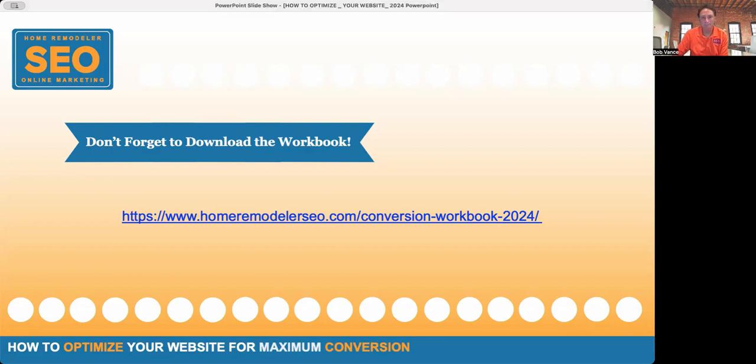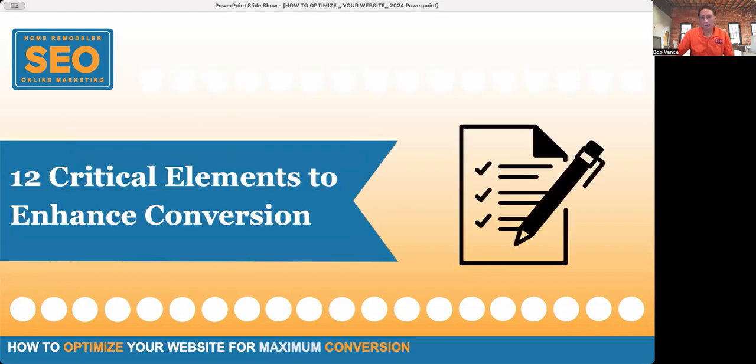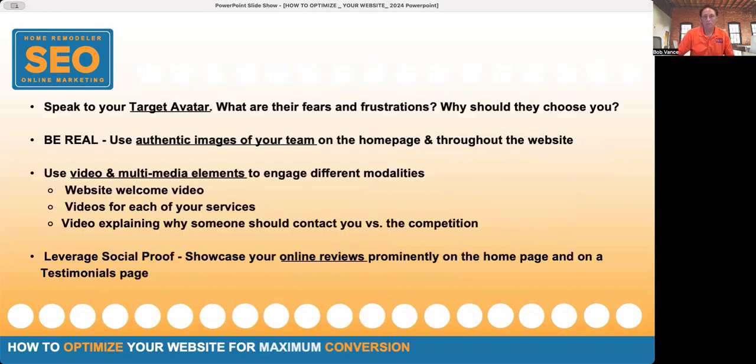and let's jump right into it. The number has grown over the years, but there really are 12 critical elements that I like to look at and think about in terms of conversion. I'm going to walk through them at a high level. We'll go through each one of them, and then we'll look at some examples of how this works in the real world. First, I want to make sure that you're speaking to your ideal customer avatar.